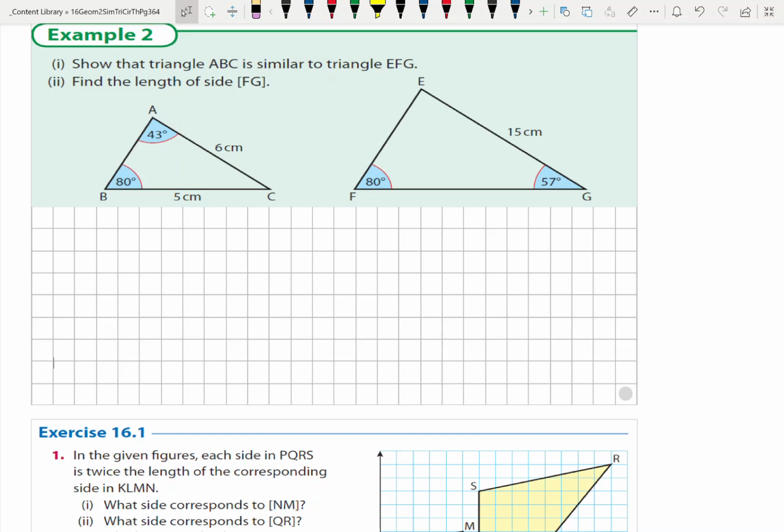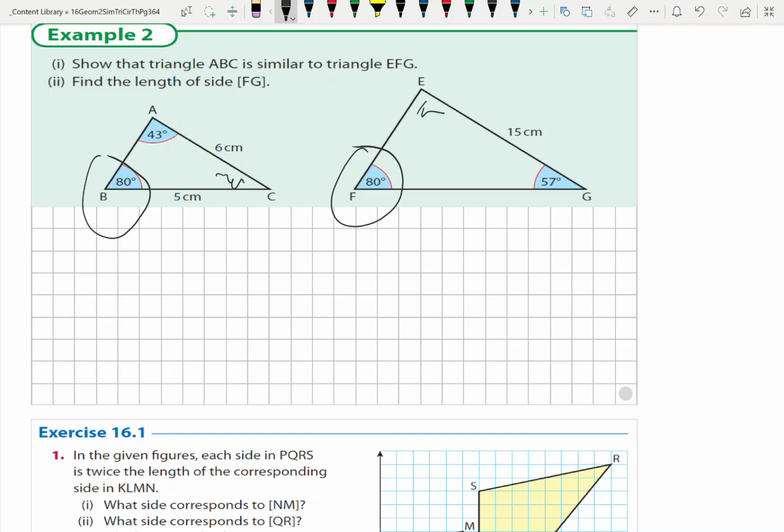So we're to show the triangles are similar. Okay, so they have a common 80. That's cool. But these are not common. So what have 43 and 57 got in common? Well, the question is, is this 57? And equally important, similarly, is this 43?